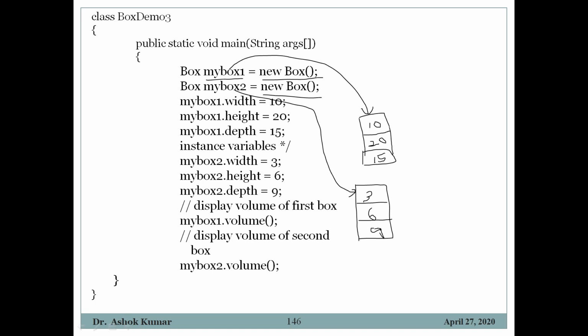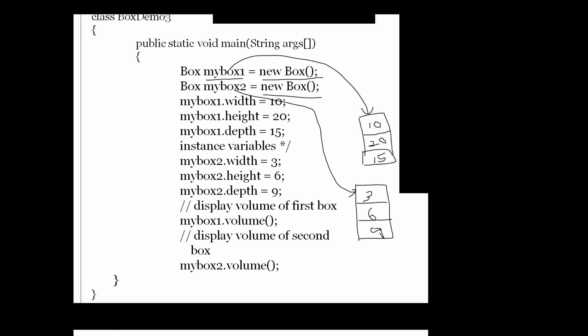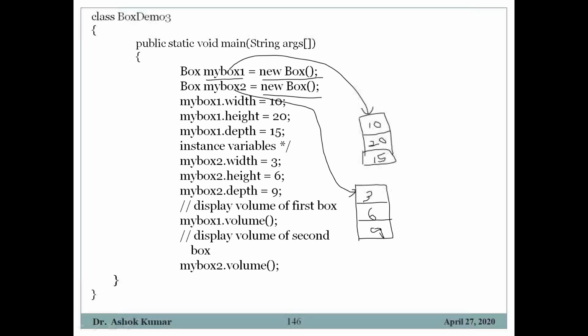So the important point here is these are called instance variables, because every instance will have its own copy of the variable. So width, height, and depth are the instance variables of the instance mybox1. This width, height, and depth are the instance variables of mybox2. So every instance, every object, will have its own copies of the variables.